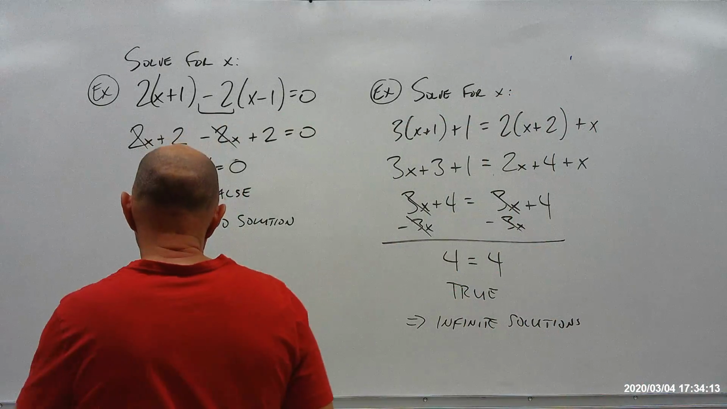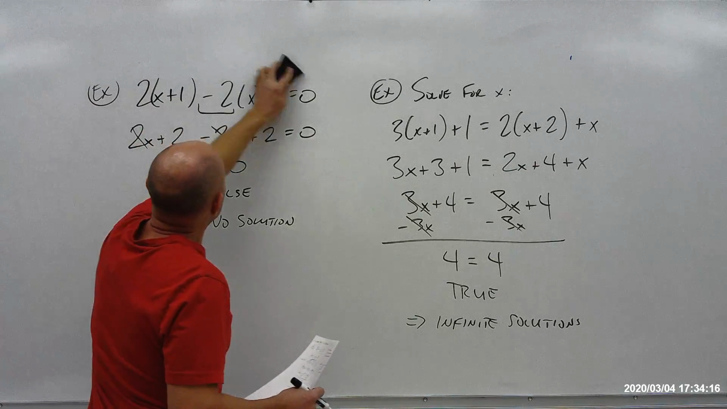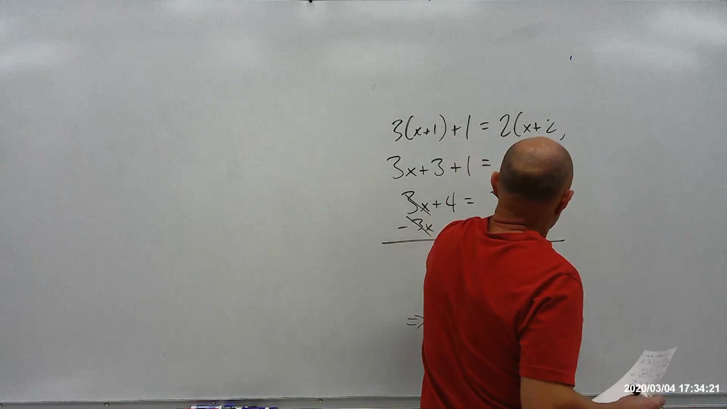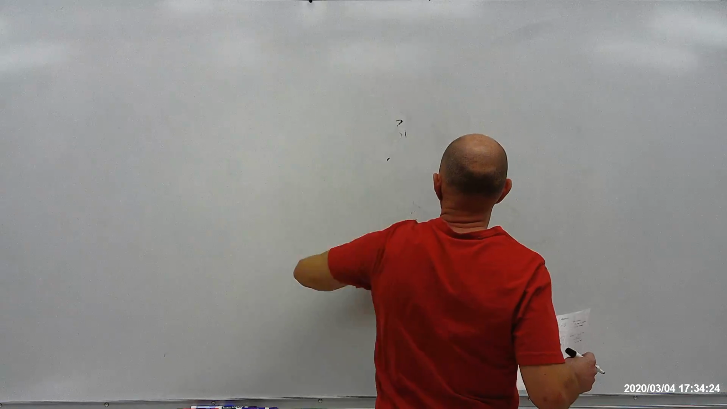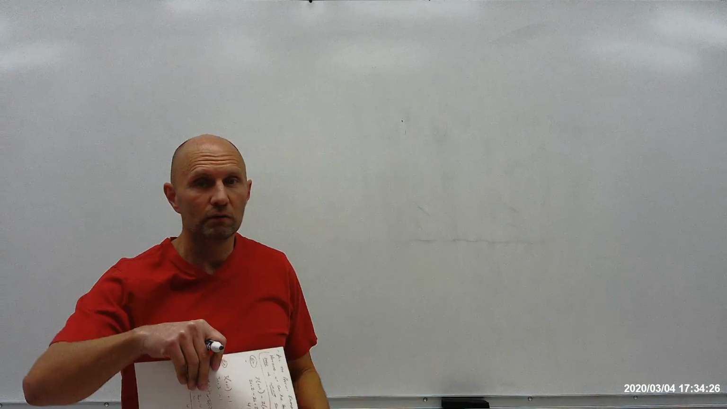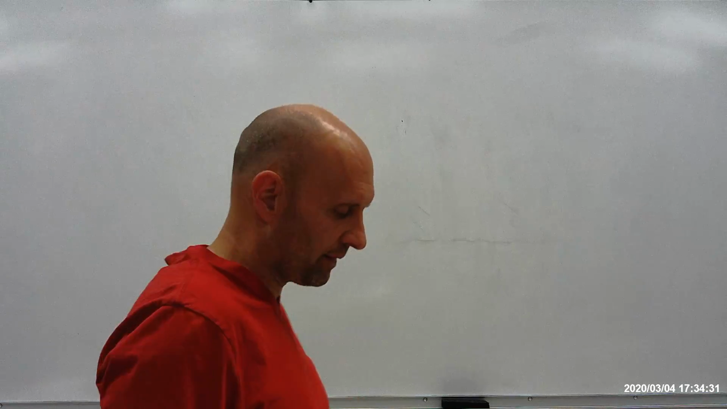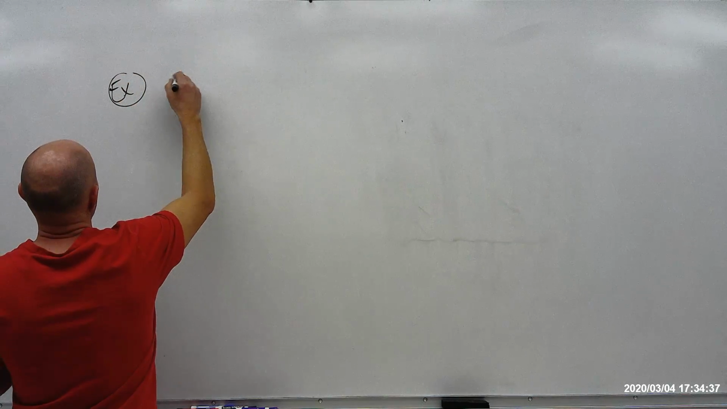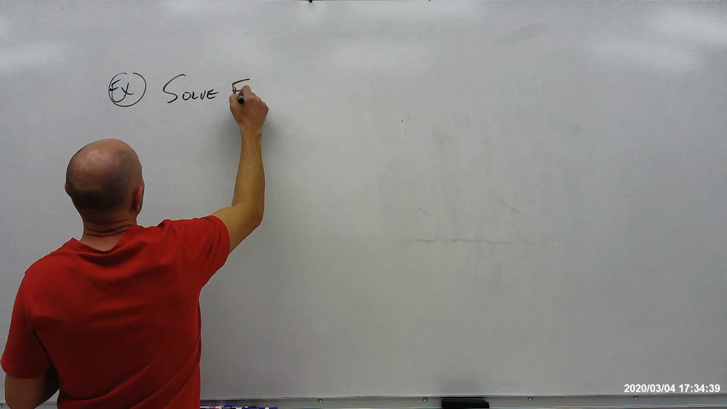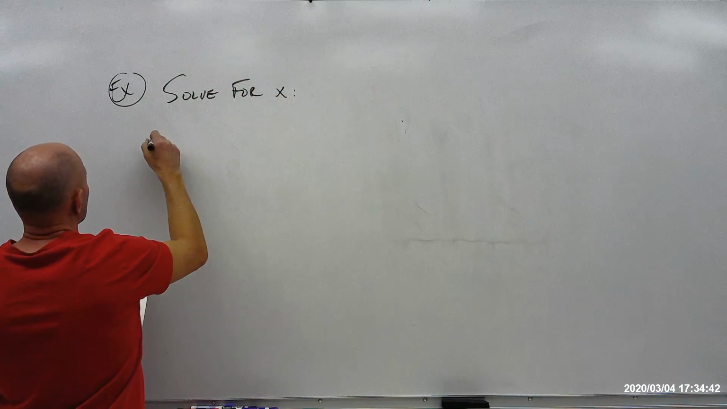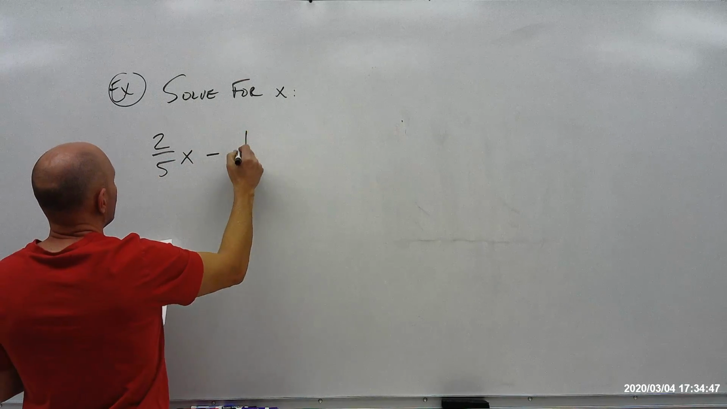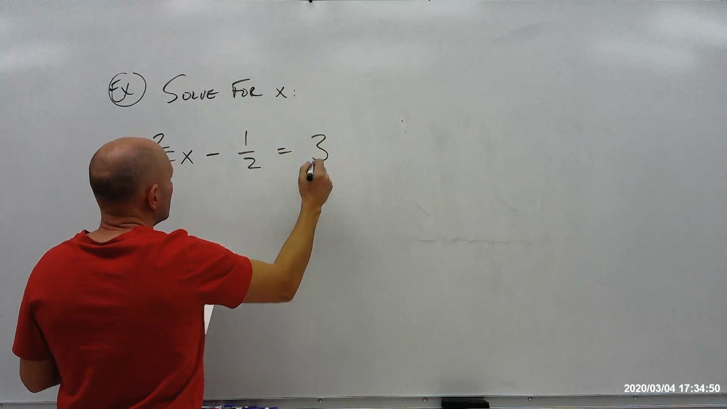Now, the last type of problem I want to look at here is linear equations with fractions. So we had an example earlier where our answer was a fraction, but what about if we start with fractions? How can we handle something like that? So let's look at this example. Let's say we want to solve for x, and I have 2/5 times x, minus a half is equal to 3.